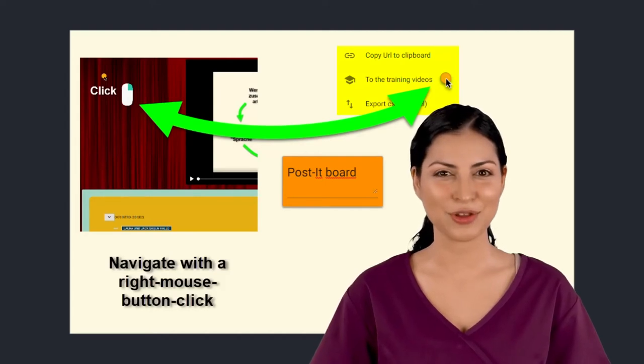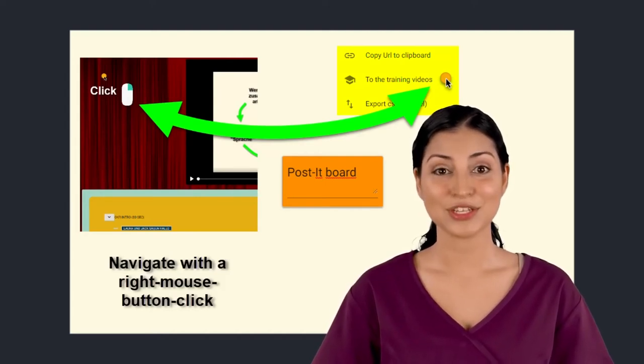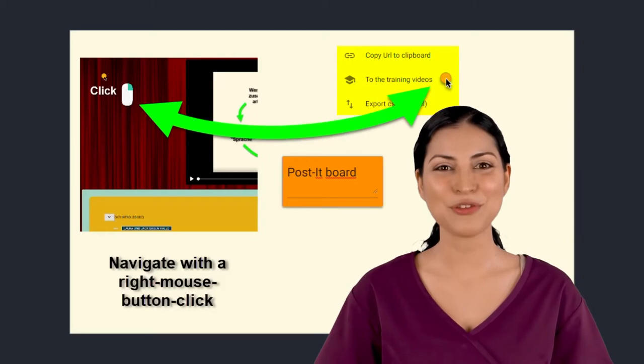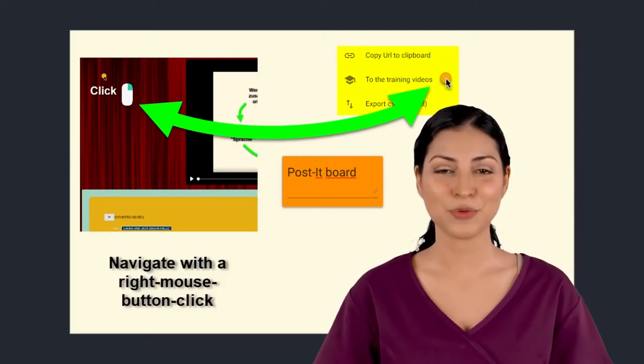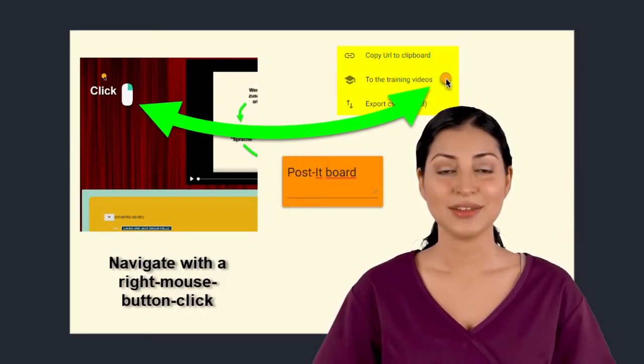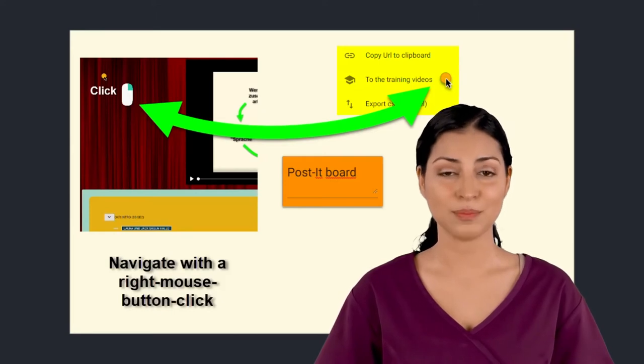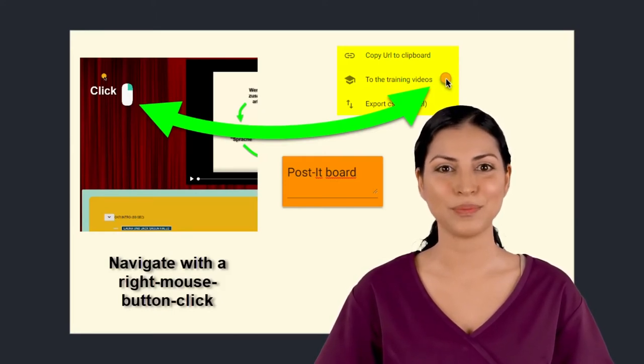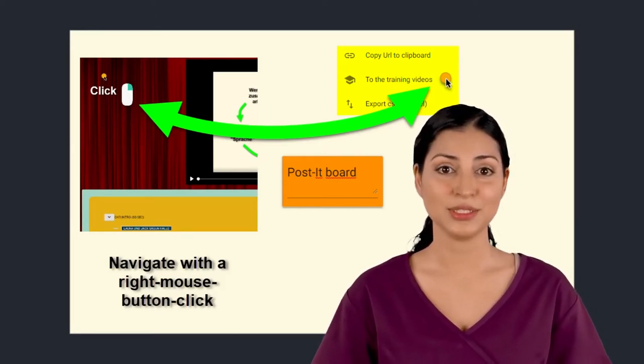With the O in OKR, the boss can express his expectations in a simple way without putting himself in the center. How is this done? For that, here's the next breakout into the post-it board. Open it with a right mouse click. You come back to me with a right mouse click.